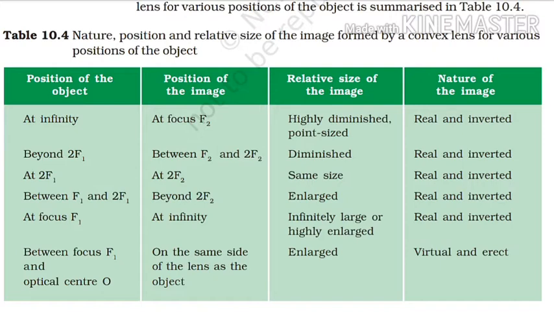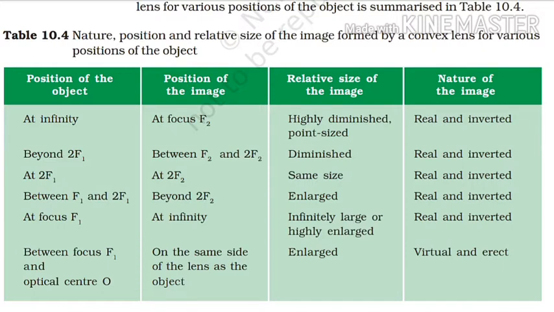All these 6 conditions apply to the convex lens only, and 2 different cases for the concave lens are given in the next table. So let us first discuss the image formed by a convex lens at different positions of the object. If we take the object at infinity, the image is formed at focus F2. The relative size of the image is highly diminished and point sized, and the nature of the image is real and inverted.